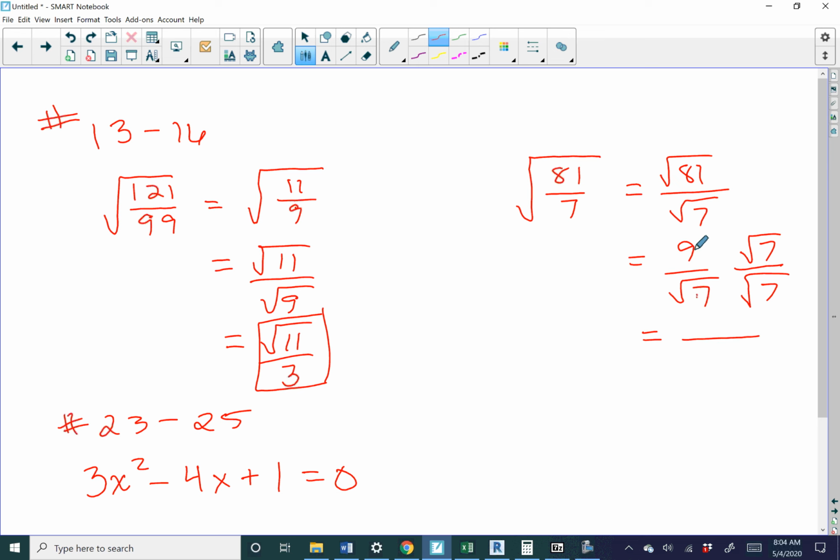well, let me put the top together here. 9, the top becomes 9 square root of 7. The bottom becomes square root of 7 times the square root of 7 is the square root of 49, which is, square root of 49 is just 7. Okay.